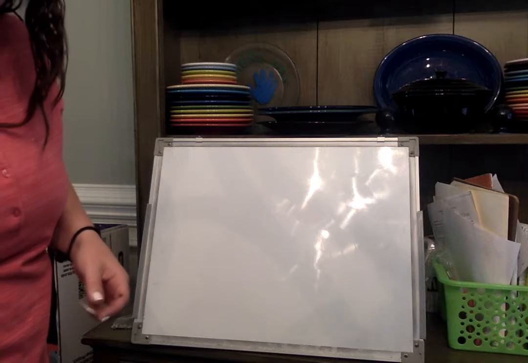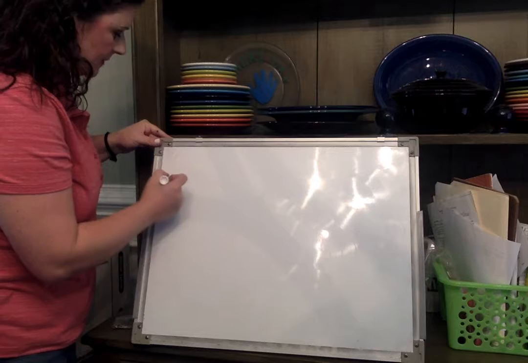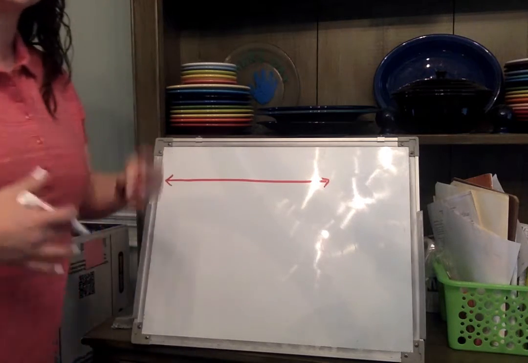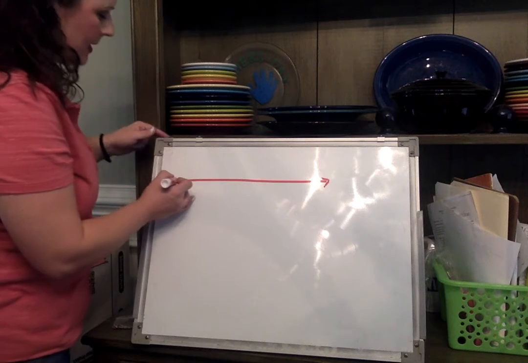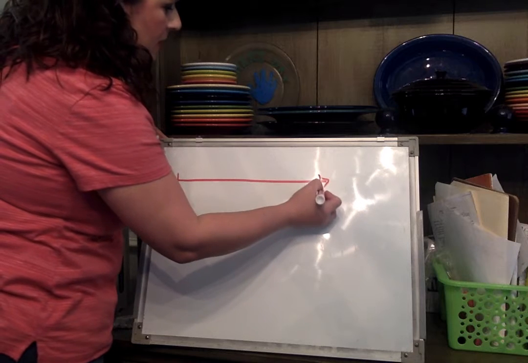This time, I want you to draw your number line first. We're going to have to start transitioning away from that tape diagram. I want you to put a 0, and I want you to put a 1.